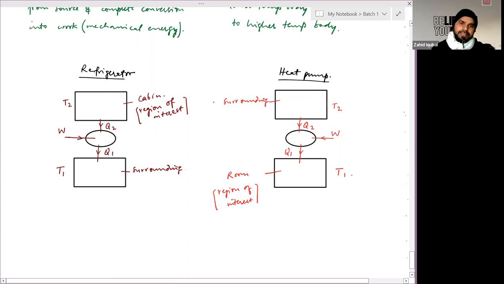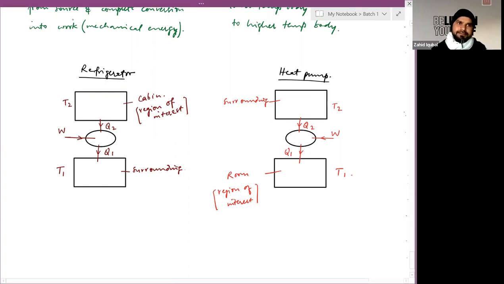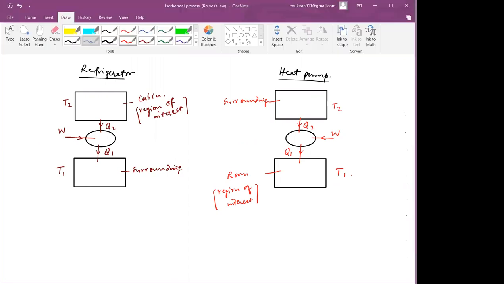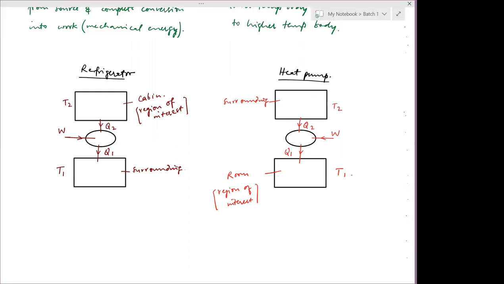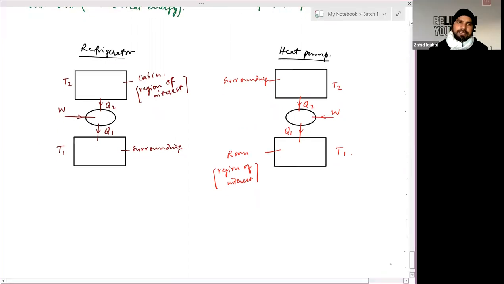Hamza, any doubt in these two parts? No, sir. Khalid, is it clear?